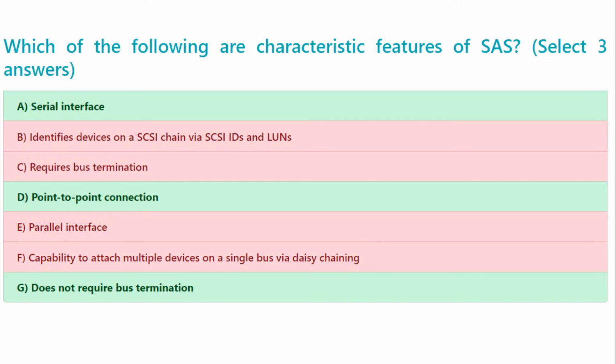The correct answers are A. Serial interface. D. Point-to-point connection. G. Does not require bus termination.